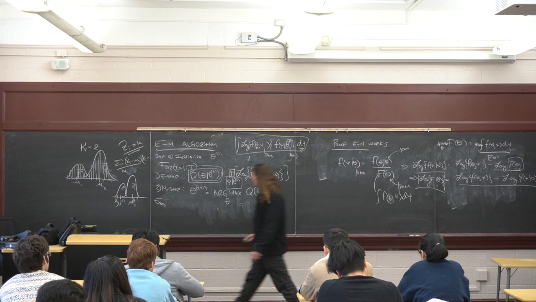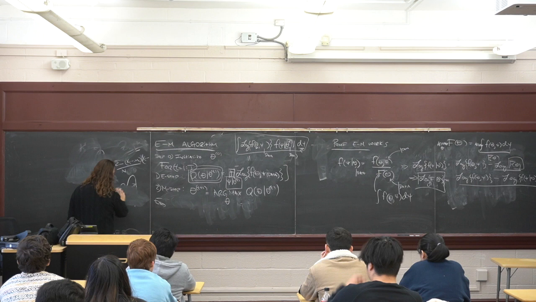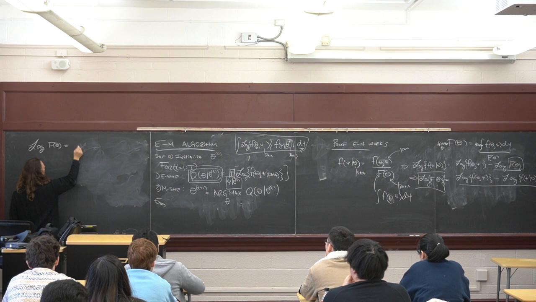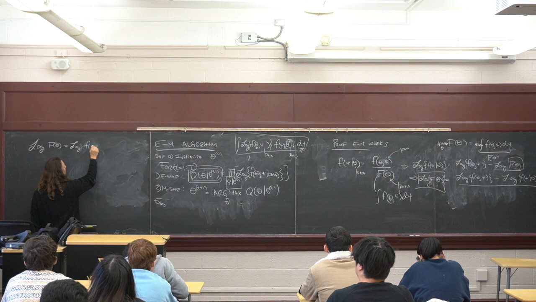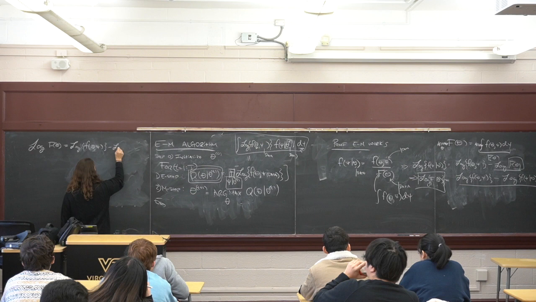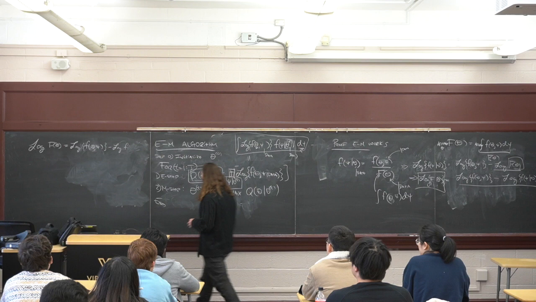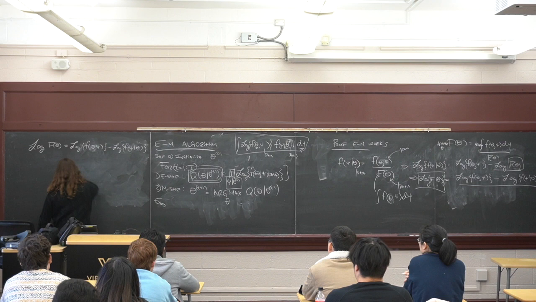Come over here. Again, the logarithm of f theta is equal to the log of the joint, minus the log of the conditional. Same thing that we worked on last time.